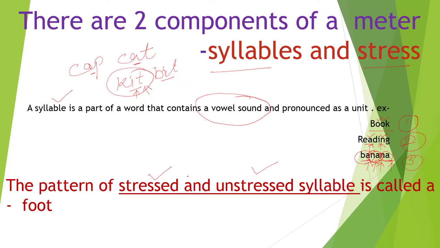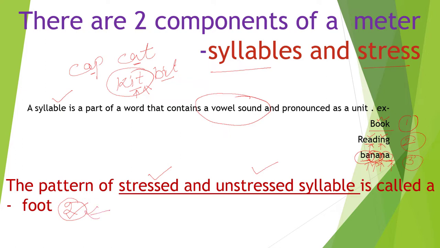And when this group of stressed and unstressed syllables is there, it is called a foot in poetry. So in poetry, a foot is a combination of stressed and unstressed syllables. There are two syllables in a foot. In a foot, there can be a stressed, unstressed, or unstressed, stressed, or both stressed or both unstressed syllables. But in a foot, there are two syllables.